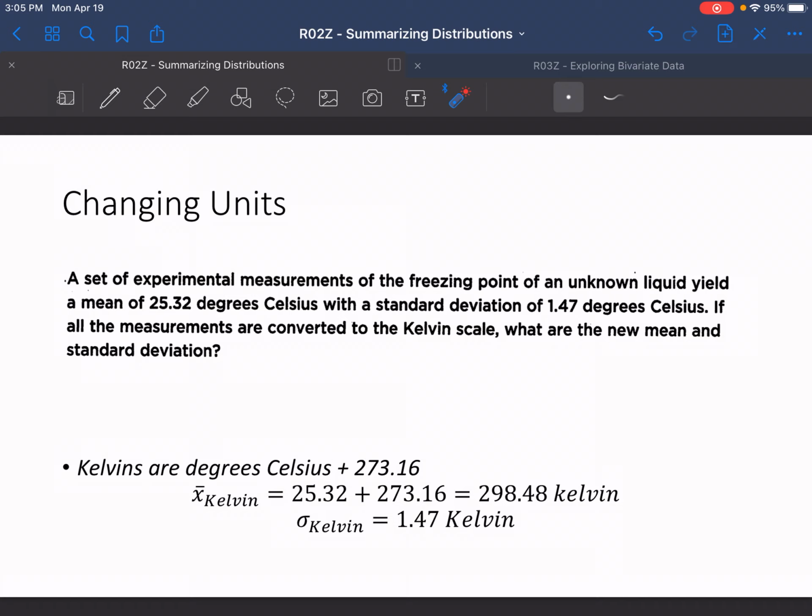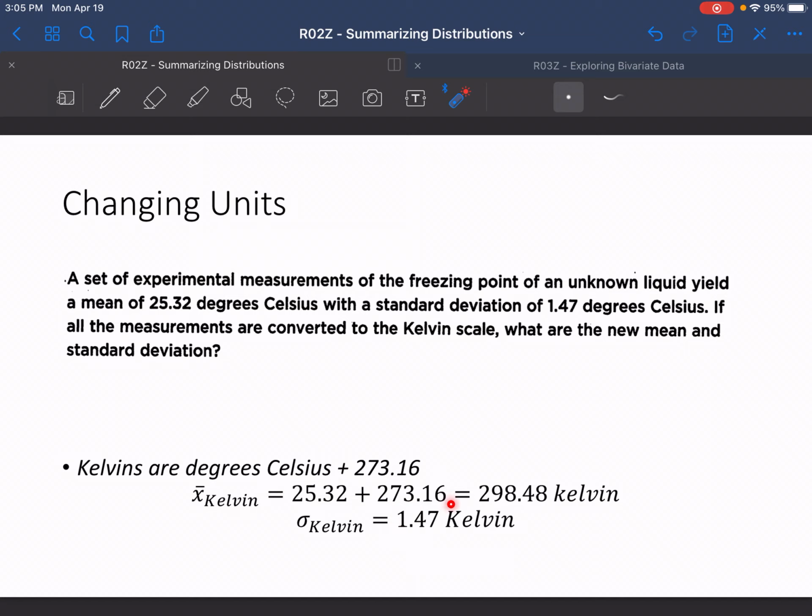Well, if we're going to convert from Celsius to Kelvin, that's essentially just taking the Celsius value and adding 273.16. You'll notice that our average in Celsius is 25.32. So because we're just adding, all we need to do is add that value to our mean, and that gives us a new mean in Kelvin of 298.48.